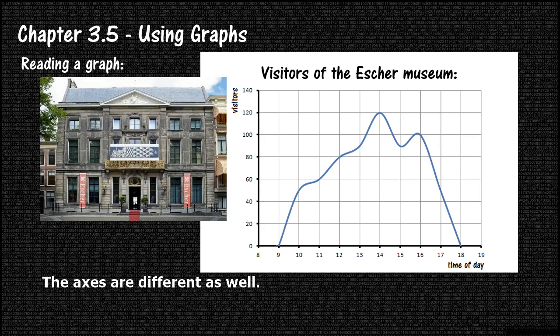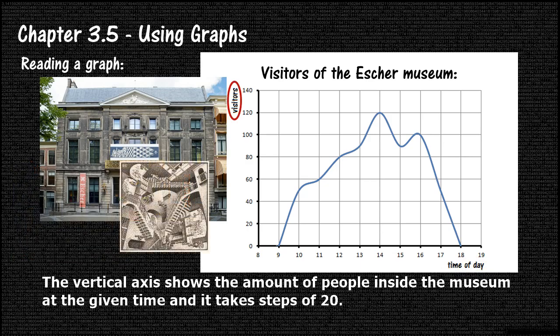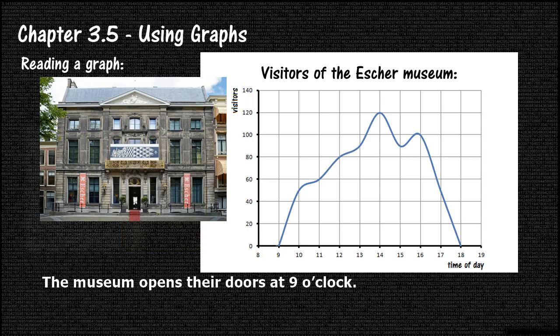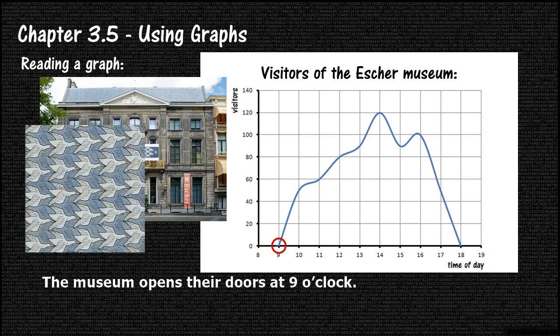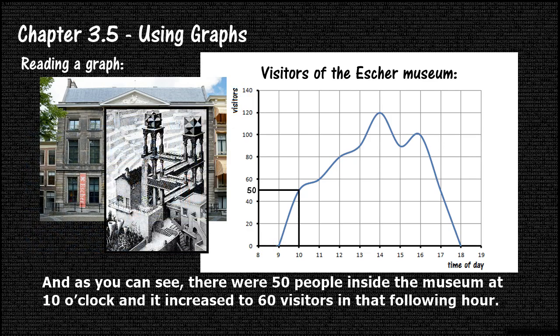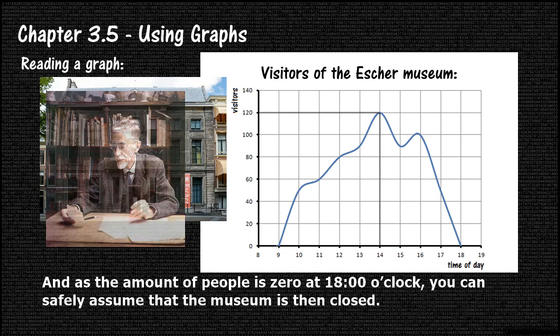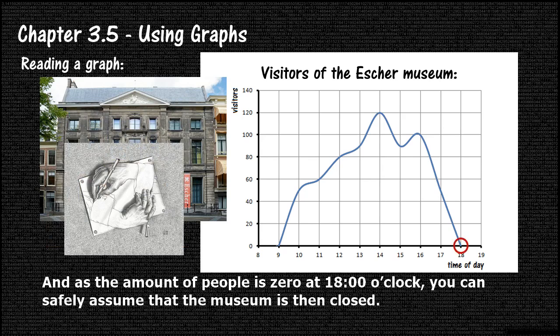The axes are different as well. The horizontal axis shows the time of day and starts at 8 o'clock. The vertical axis shows the amount of people inside the museum at a given time, and it has steps of 20. The museum opens its doors at 9 o'clock. And as you can see, there were 50 people inside the museum at 10 o'clock, and it increased to 60 visitors in that following hour. You can also see that at 14 o'clock there were 120 people inside the museum. And as the amount of people is 0 at 18 o'clock, you can safely assume that the museum is then closed.